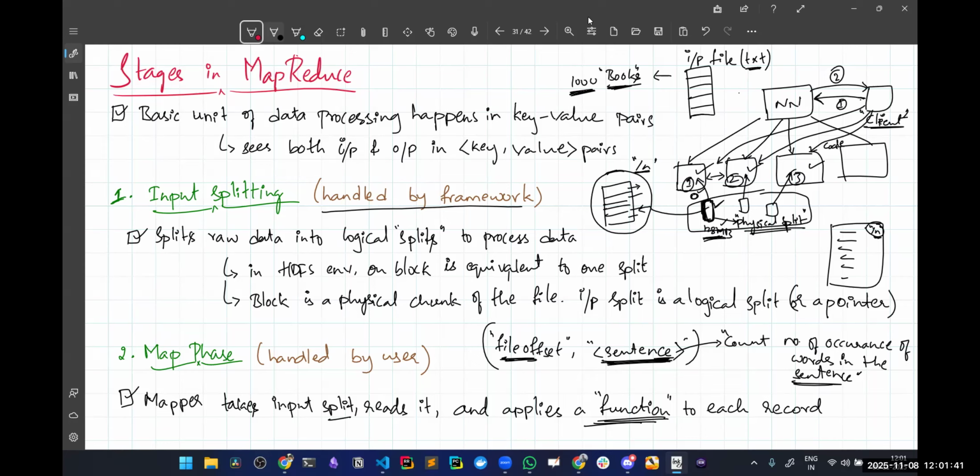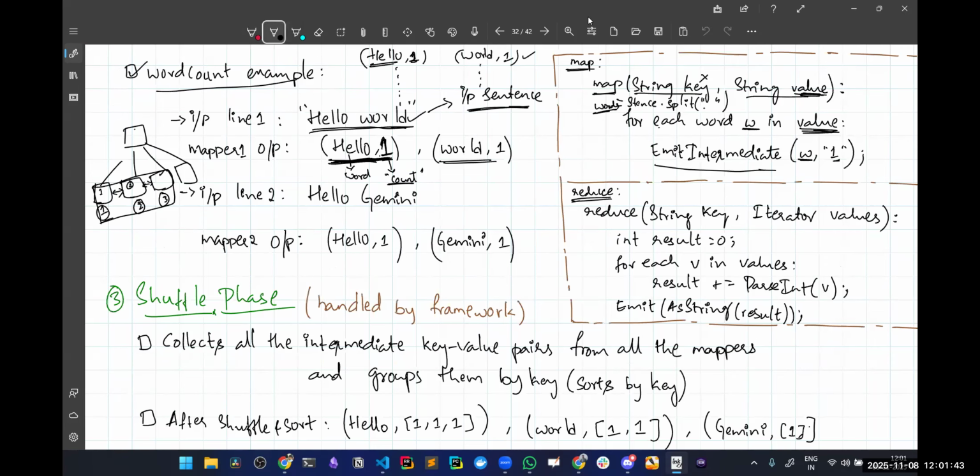So instead of that, let me just assign the value 1. As soon as I find a word, I'll just add 1. Finally, at the end, I can aggregate it at once, saying that okay, I have 10,000 occurrences of hello here. So I'll take all of the ones, add them up, and I'll get hello comma 10,000. That's much easier, right?